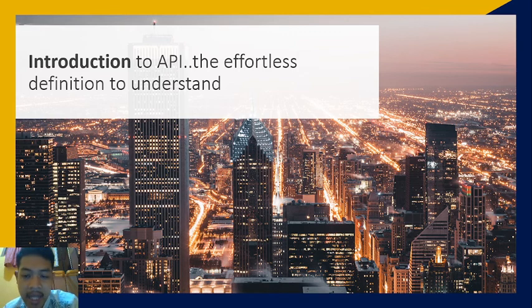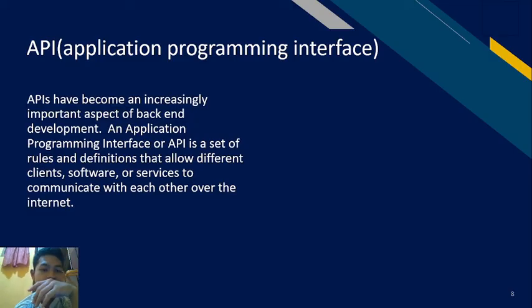Then next, introduction to application programming interface. The effortless definition to understand: API, application programming interface. APIs have become an increasingly important aspect of back-end development. An application programming interface or API is a set of rules and definitions that allow different client software or services to communicate with each other over the internet.